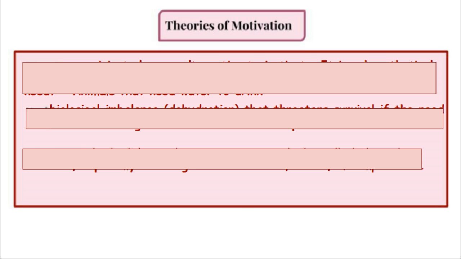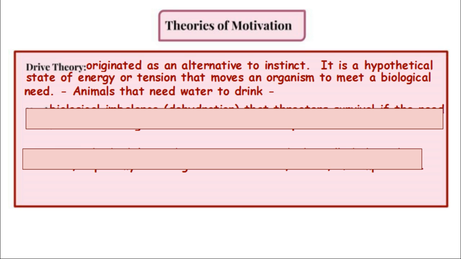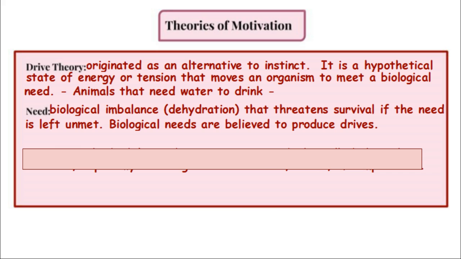Moving on. Other motivational theories. You could talk about the drive theory. This originated as an alternative to the instinct theory. It is a hypothetical state of energy or tension that moves an organism to meet the biological need, such as animals that need water to drink. And hence you have to get into talking about things like a need, which is the biological imbalance, such as dehydration, that threatens survival if the need is left unmet. Hence, the biological needs are believed to produce certain drives.